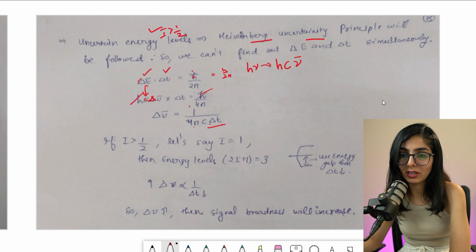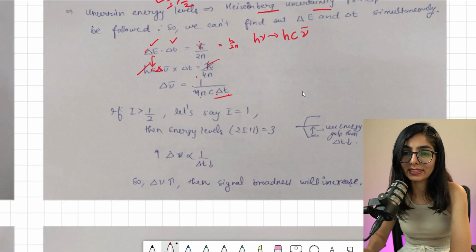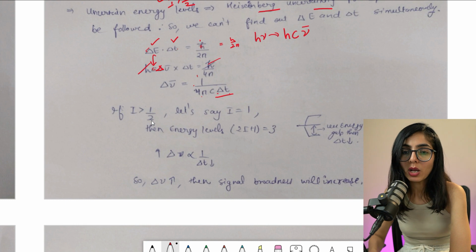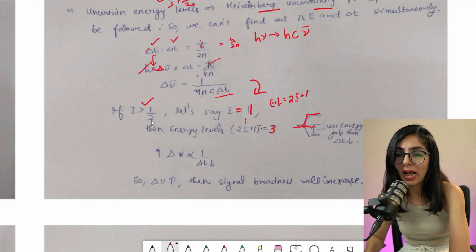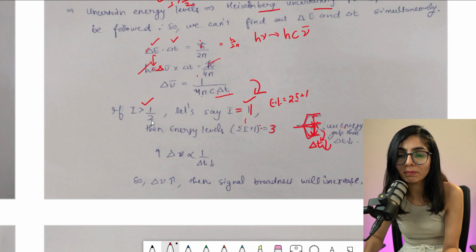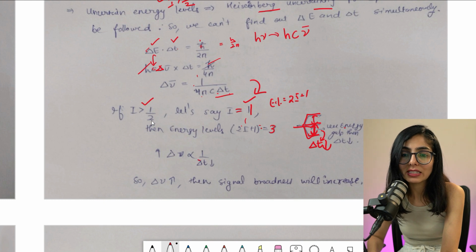What happens ahead is that if I is greater than half, we'll deduce something from here. Let's say I is equal to 1, so the energy levels will be 3. You can see the energy level formula was 2I plus 1. So I have written over here there are 3 energy levels. What is happening over here? Can you see there is less energy gap between these levels when I is greater than half, that is, I is equal to 1? So there is less energy gap, which means there is less time difference between them. So if the time difference is less, okay.